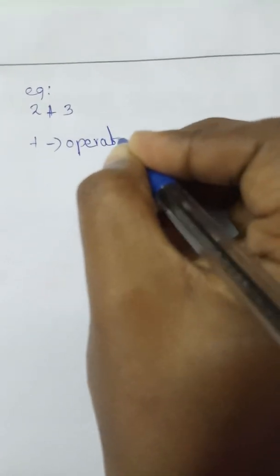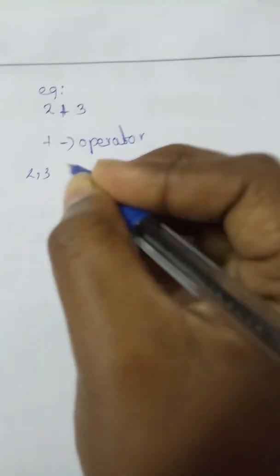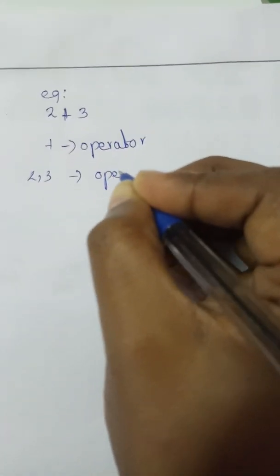An operator specifies the operation to be applied to its operands. For example, I am taking 2 plus 3. Here the plus is the operator. 2 and 3 are operands.